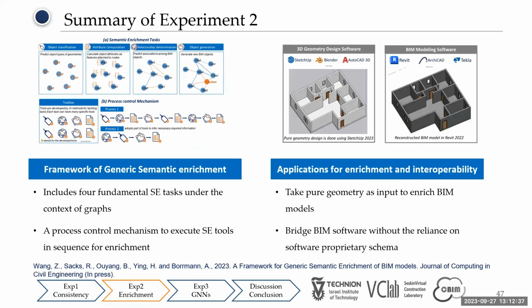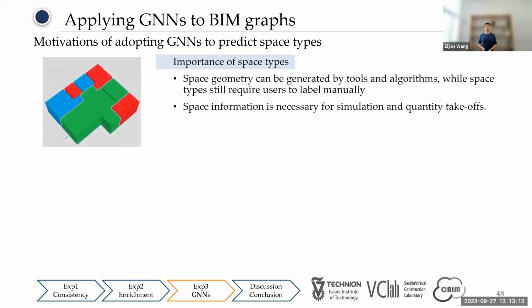Summary of experiment 2. Here, we propose a framework of generic semantic enrichment. It contains the 4 fundamental semantic enrichment tasks under the context of graphs. We also propose a process control mechanism to execute semantic enrichment tools in sequence for enrichment. And we show 2 applications of using the generic semantic enrichment for enriching pure geometry models into BIM models, or bridging BIM software for enhancing interoperability. Let's move to experiment 3.